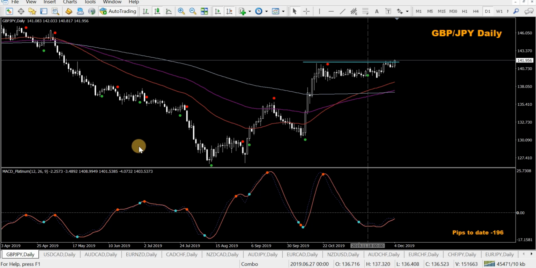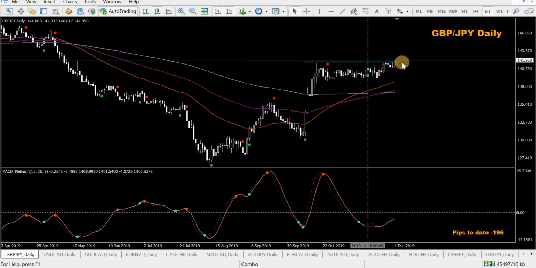So we'll start off with the pound yen. No trades on at the moment. I've drawn this line across here. Now, I'll just quickly explain. I've got the name of the pair up here, pips to date down the bottom. Any grey vertical lines like this is just something that's caught my eye. It's something of interest. This is my high probability setup.